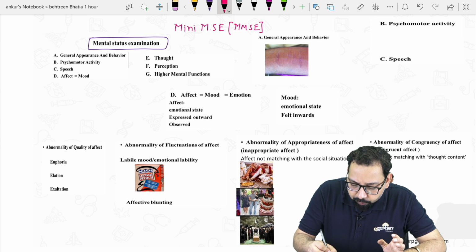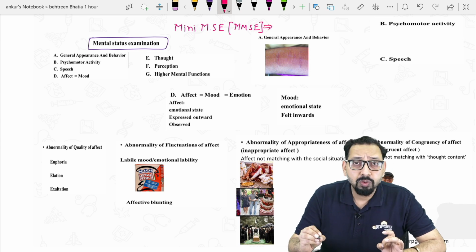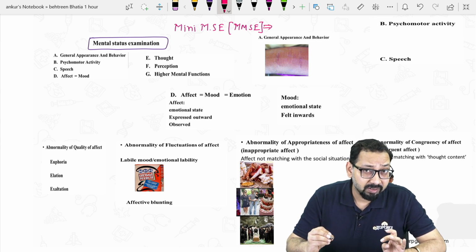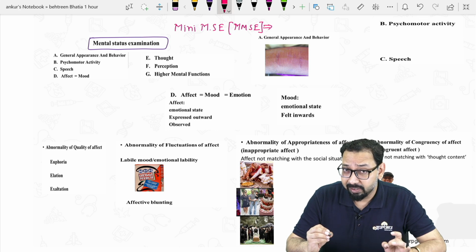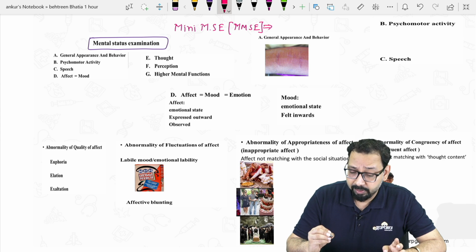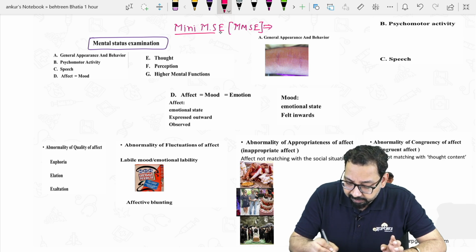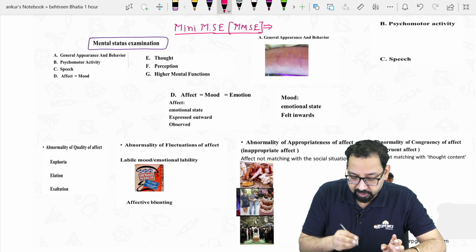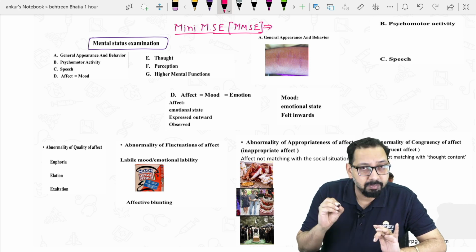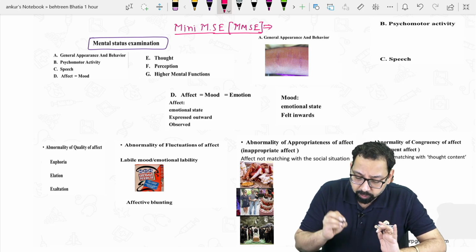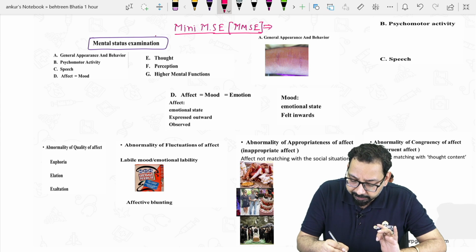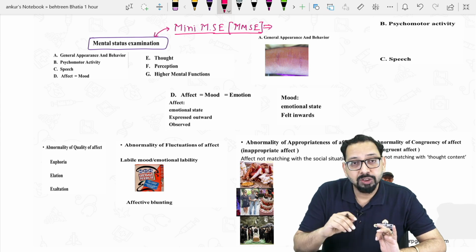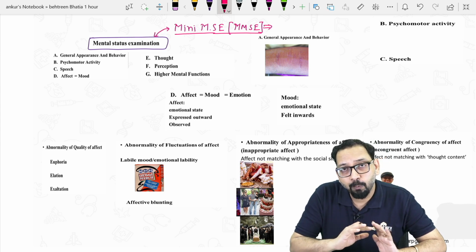MMSE is used to determine the cognitive status. In cognitive decline, the mini mental status examination score is low. I am describing MMSE first, then we will discuss mental status examination. Many times questions are asked and they try to confuse between these two. These two things are quite different.